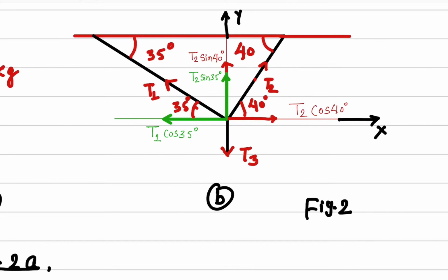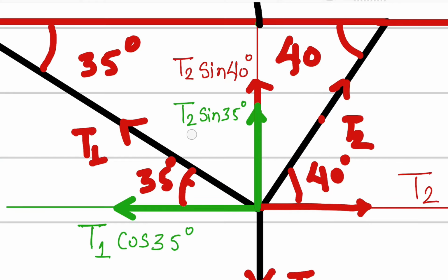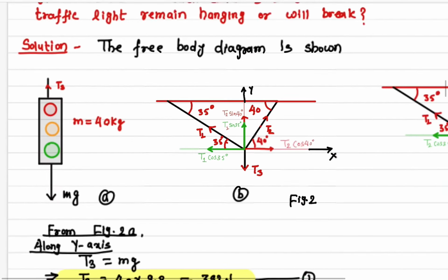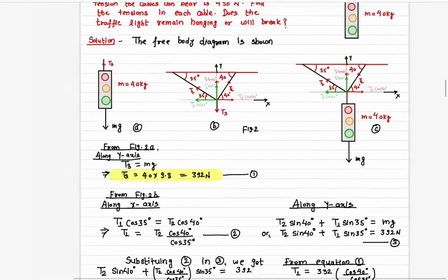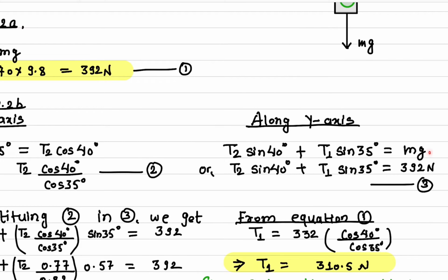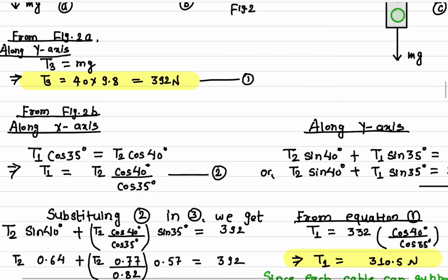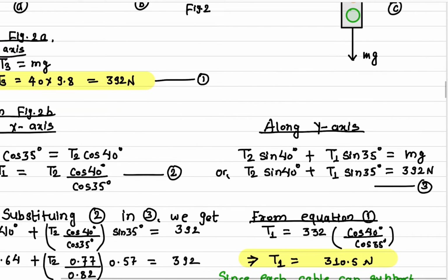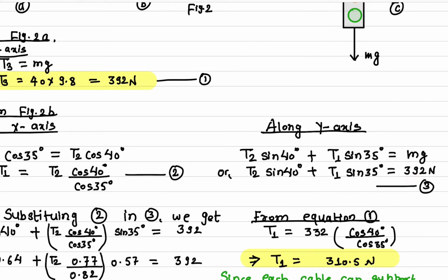My bad here, it has to be T1 here. Let me fix it. Okay. This is T1. T1 sine 35 degrees and T2 sine 40 degrees is equal to mg. And now mg, we already have calculated, which is 392 Newton. So that's what I have written down here.